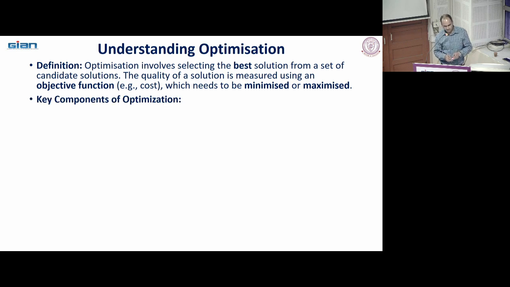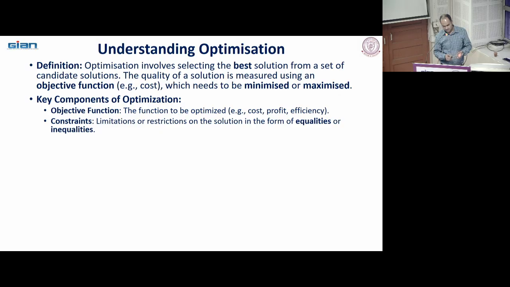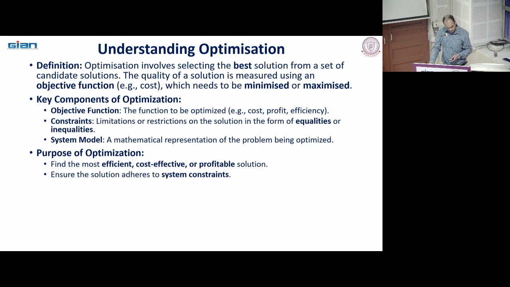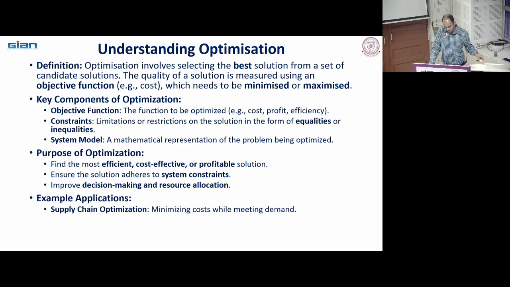What are the key components of optimization? The objective function that needs to be optimized: cost, profit, efficiency. Constraints, limitations or restrictions; constraints could be inequalities or equalities. Then the system model, a mathematical representation. What is the purpose of optimization? Find the efficient, cost-effective, profitable solution, ensure the solution adheres to the constraints, and improve decision making and resource allocation. Examples: minimizing cost while meeting demand, supply chain optimization.